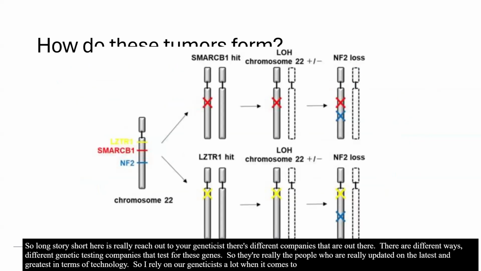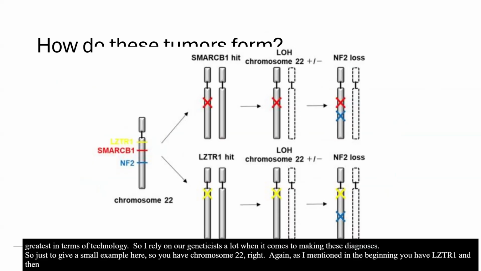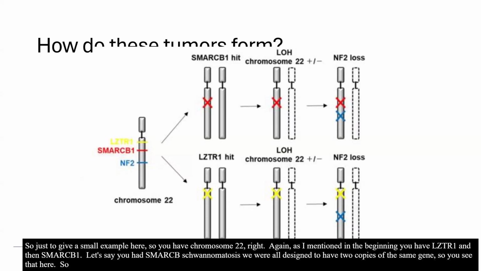And so just to give a small example here, you have chromosome 22, right? As I mentioned in the beginning, you have LZTR1, SMARCB1, and then NF2 all on that same chromosome. So let's say you had SMARCB1 related schwannomatosis or LZTR1 related schwannomatosis. We were all designed to have two copies of the same gene. So you see that if you have SMARCB1 related schwannomatosis or LZTR1 related schwannomatosis, you have that mutation present on one of the genes, and the other one is normal.